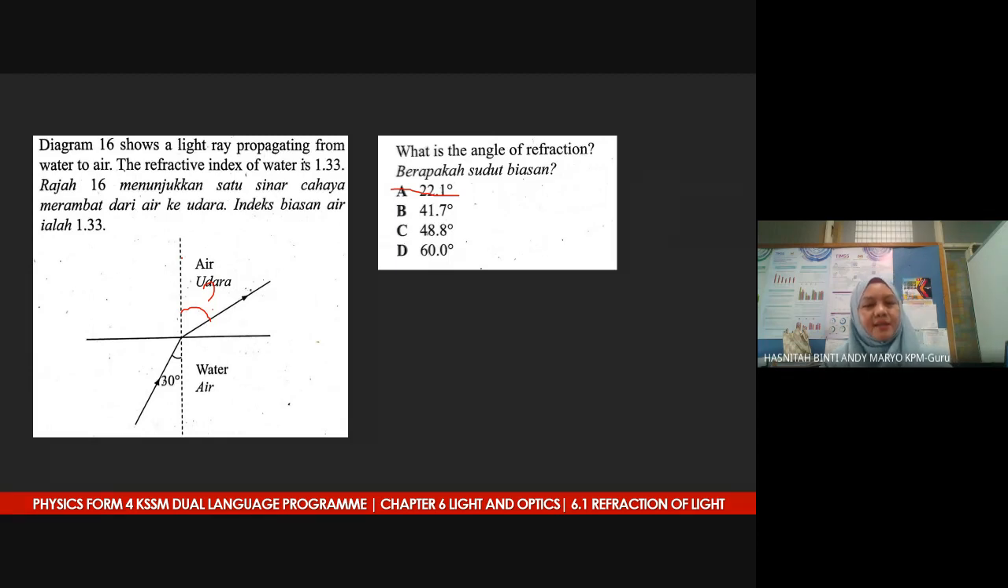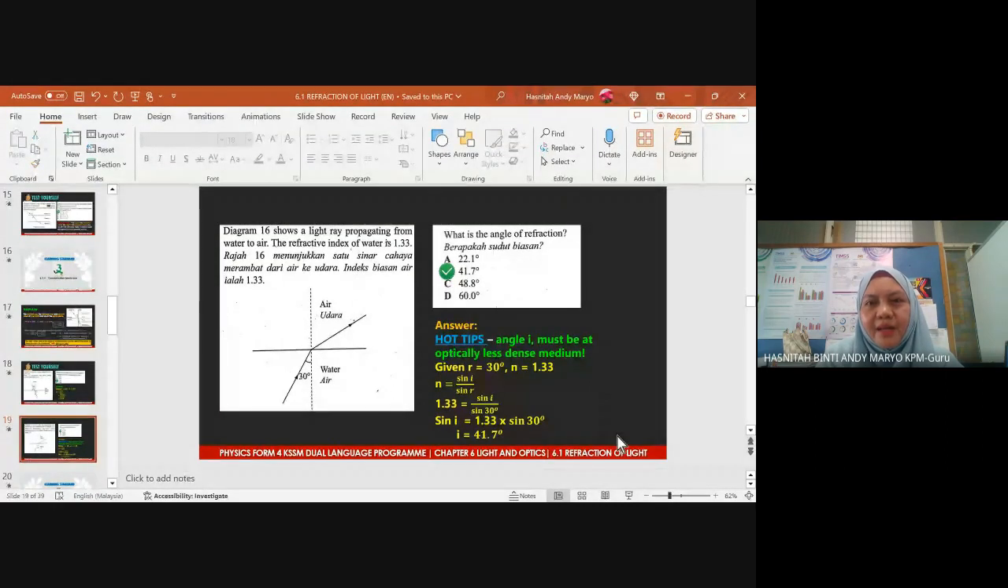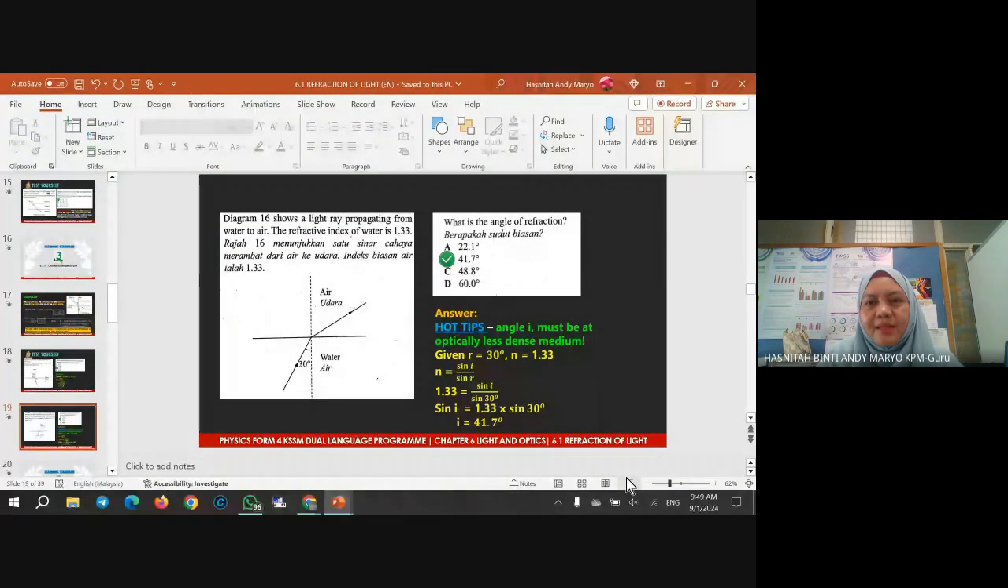Did you find the answer, students? Any answer there? B, C, or D? Harold, Icheng say B, Jiaran also say B. What about the rest? What do you say? So for this one, answer is B.